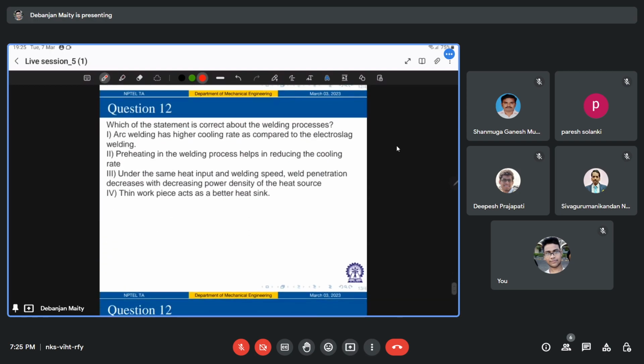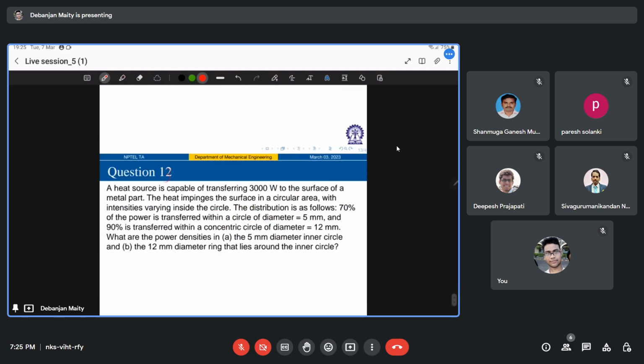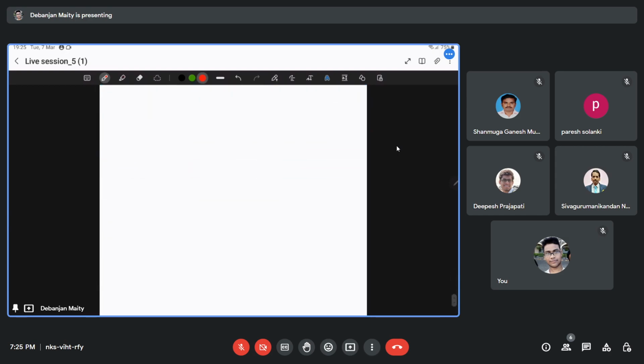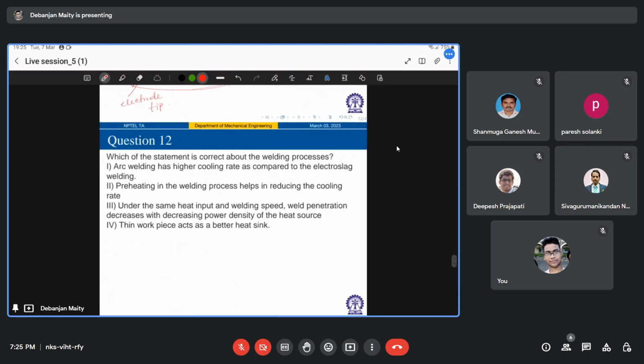Anyhow, is this my final question? This is actually question 13. So, arc welding has higher cooling rate as compared to electro slag welding. Is it true or wrong? So true, this is true of course.